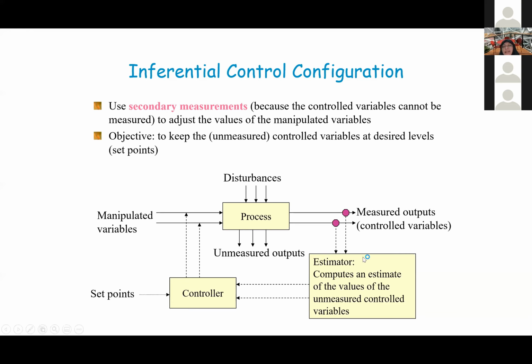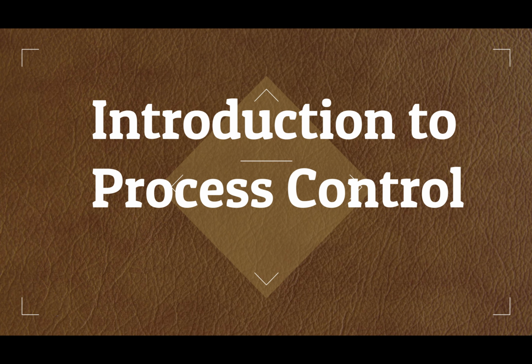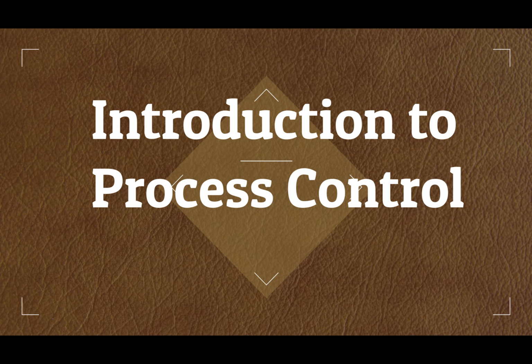So what is done now is that we come up with an estimator in the form of equations. It can be first principle models or it can be black box models. So with the advancement in computing, we can use this to estimate. We can use models to estimate the value of the control variable and then use this information to manipulate whatever the manipulated variables are.